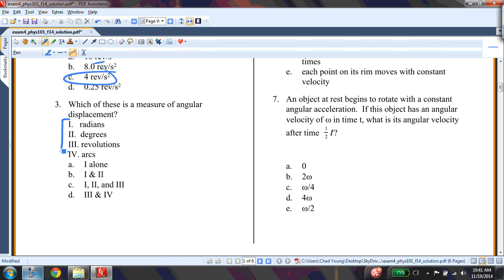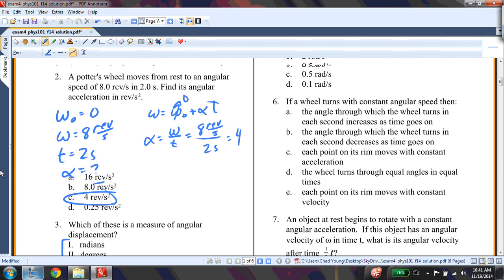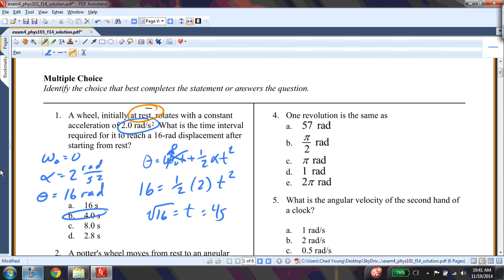Which of these is a measure of angular displacement? All 3 of these are proper units, 1, 2, and 3, but this is not. The arc isn't even really a unit, but the arc is a measurement of distance, not of angle. So radians, degrees, and revolutions, that is C for number 3. 1 revolution is the same as how many radians? It's the same as 2 pi radians, so E for number 4.